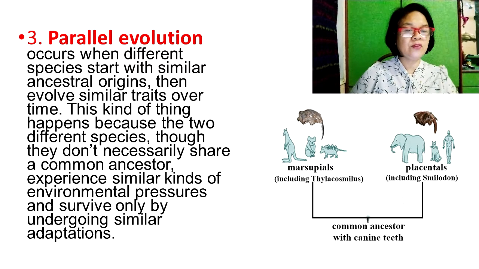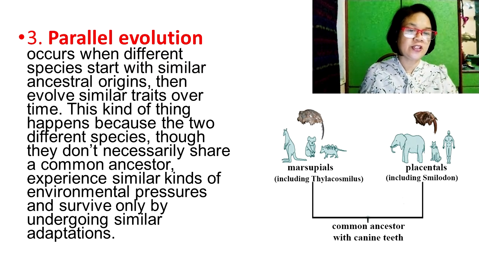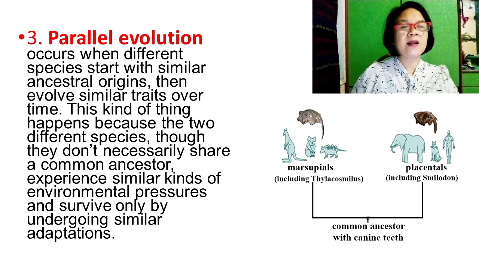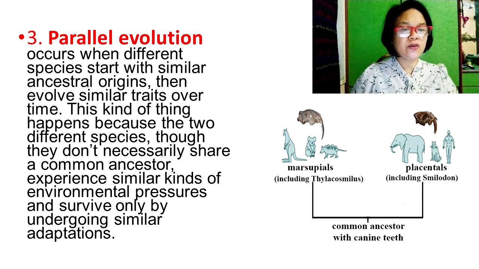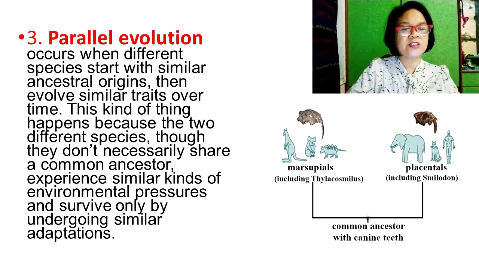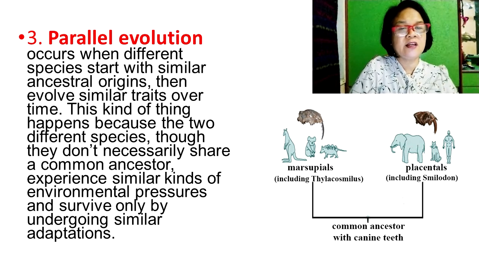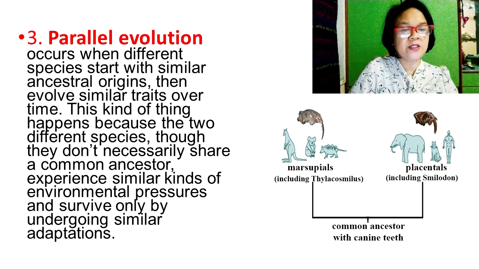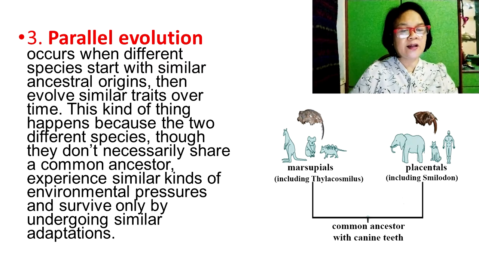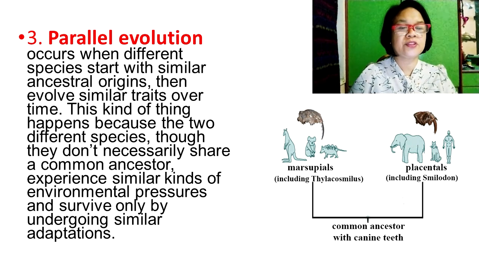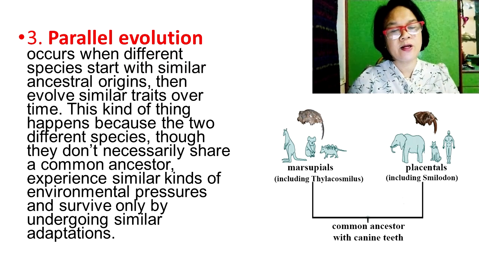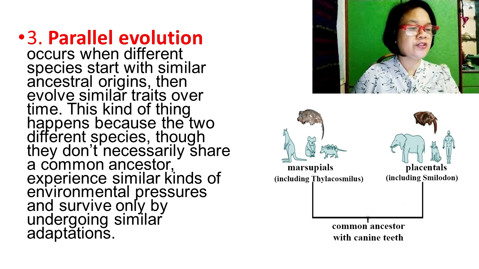the parallel evolution after the divergent. Next, number 3 is parallel evolution. This occurs when different species start with similar ancestral origins, then evolve similar traits over time. This happens because the two different species, though they don't necessarily share a common ancestor, experience similar kinds of environmental pressures and survive only by undergoing similar adaptation.